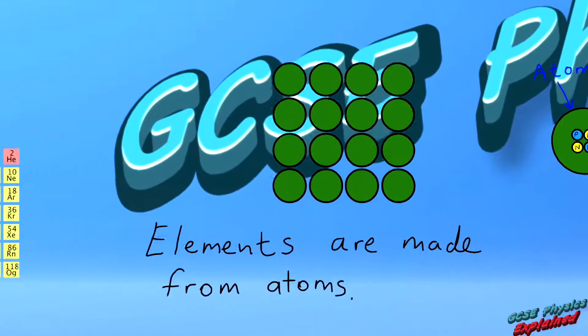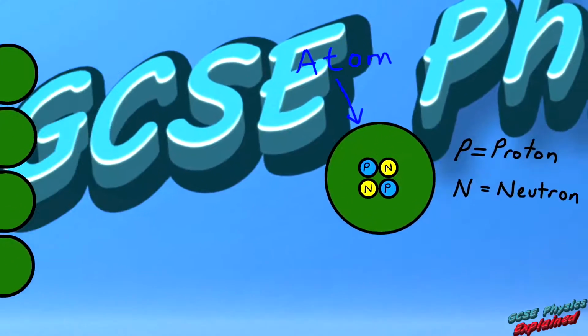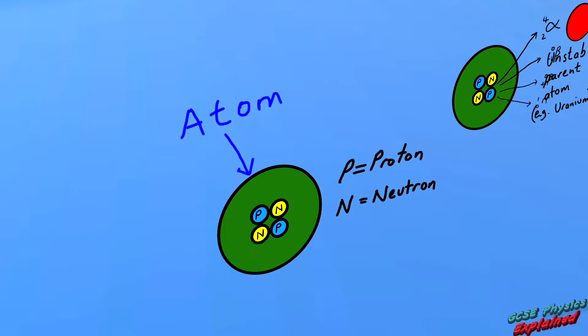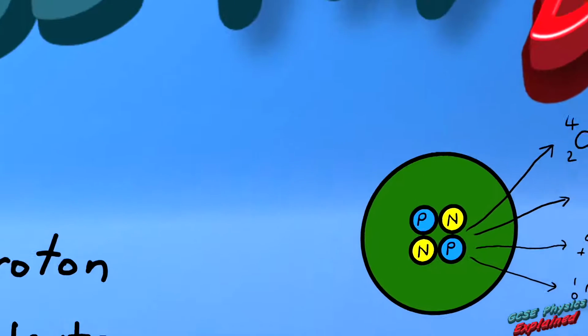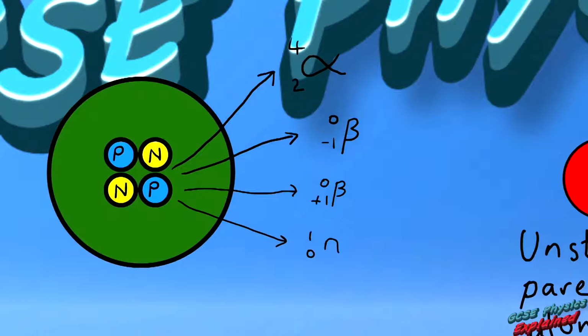Elements are made out of atoms. At the centre of each atom is a nucleus, made from protons and neutrons. The nucleus of most atoms are stable. However, some are unstable, like uranium and plutonium. We call them radioactive isotopes, and they emit radiation from their nucleus to try to become a more stable atom.